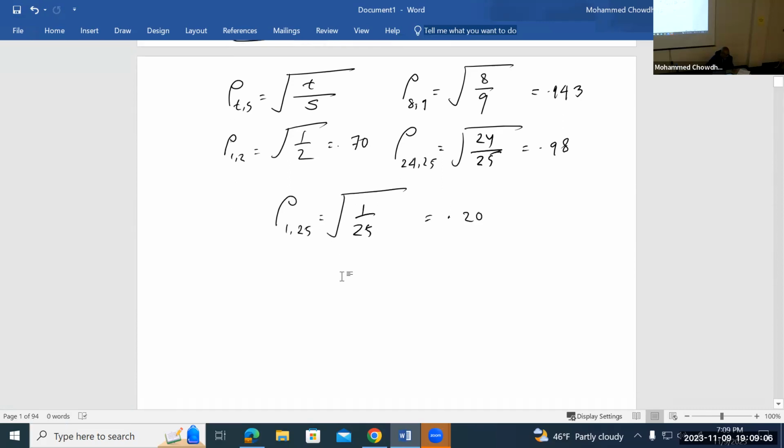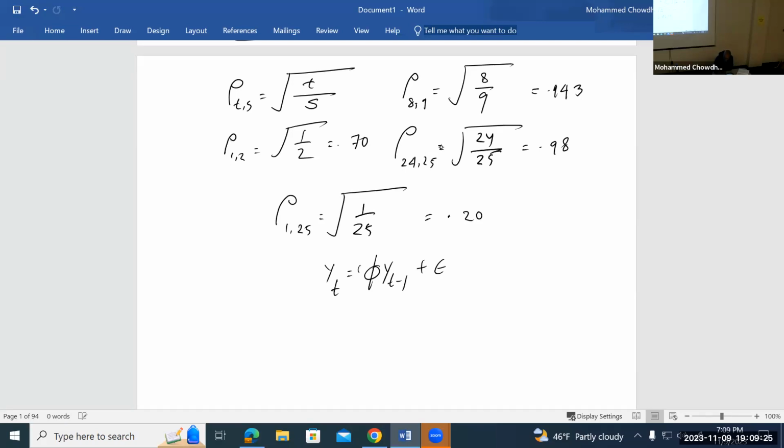So now I want to start a moving average for this. After that, I want to compute yt equal to yt minus 1 plus epsilon. I want to show you how this could be computed easily without any predictive modeling, without any regression, complicated differentiations or any algorithm like that.